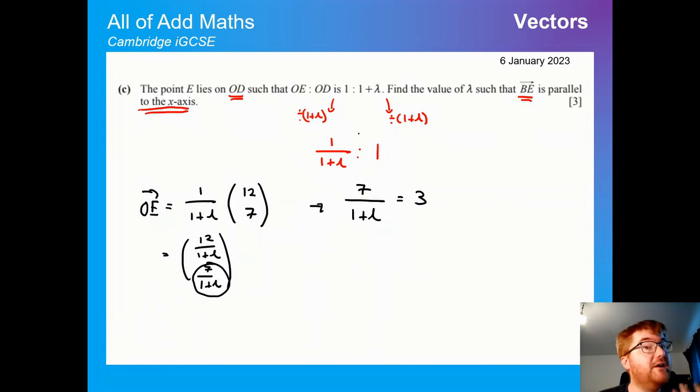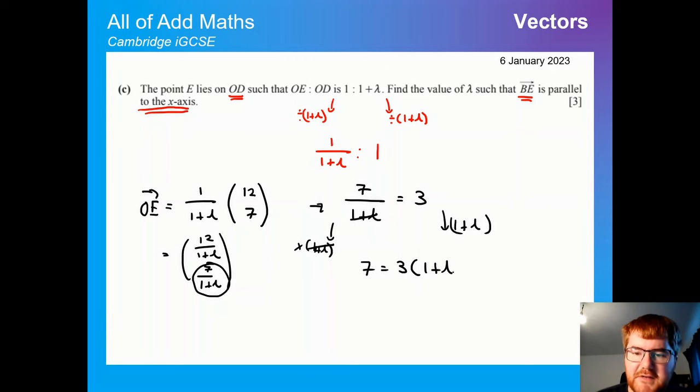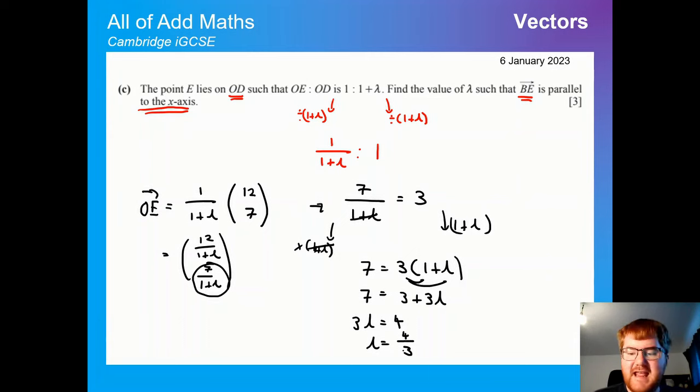Once we've got that, then we can just make lambda the subject. I'm going to do that by multiplying by 1 plus lambda on both sides. This cancels, giving me just 7 equals 3, open brackets, 1 plus lambda. And then we can multiply out the brackets using the hook. So we get 3 plus 3 lambda. Therefore, 3 lambda must be equal to 4. And so lambda must equal 4/3 in order for BE to be parallel.